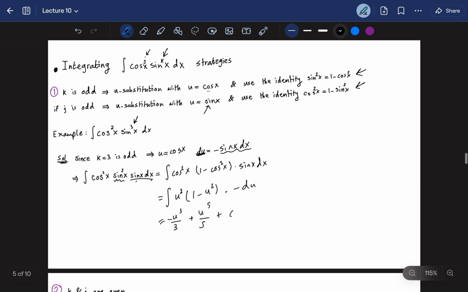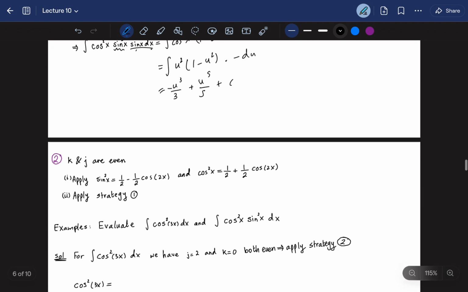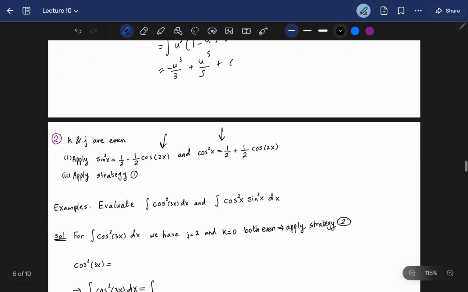With practice, you're going to notice a pattern of which u substitution you want to use, or whether you want to use integration by parts. So here, if both k and j are even, we're going to use these two identities and then apply the strategy that we did here again.